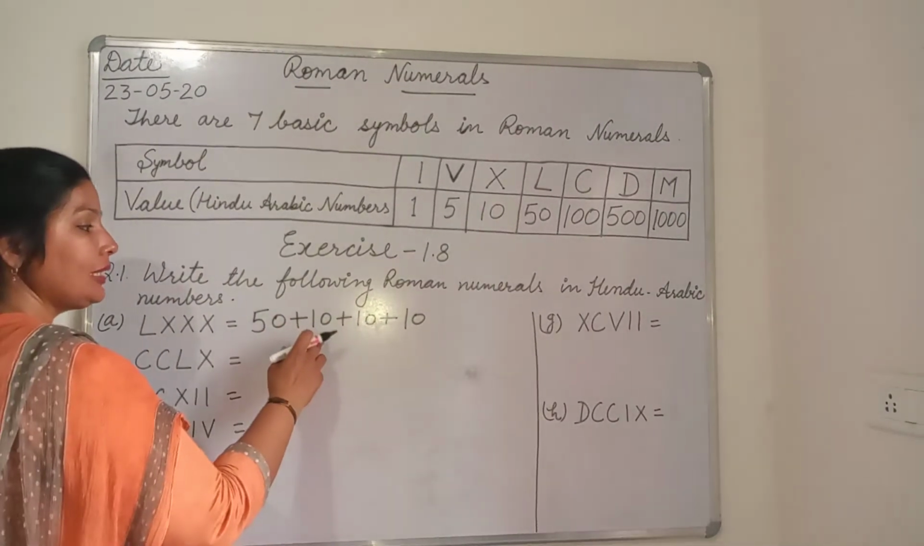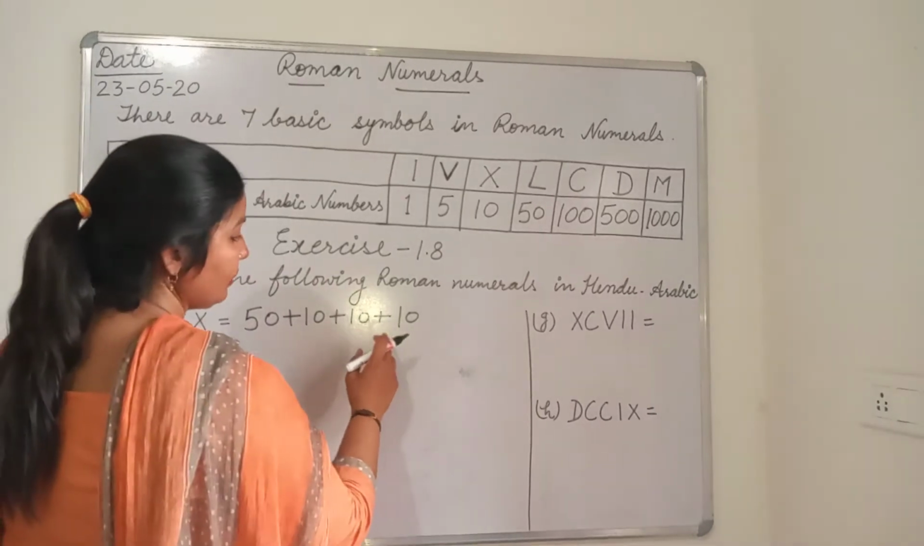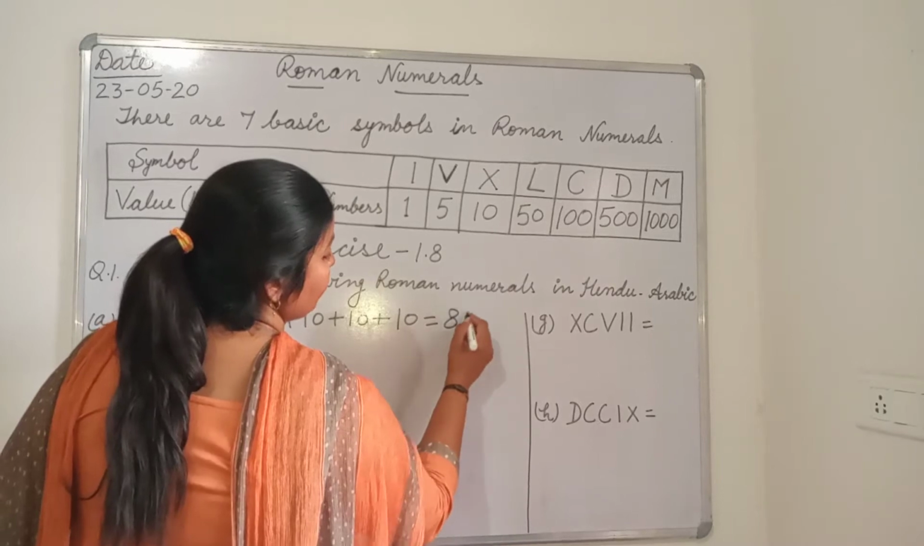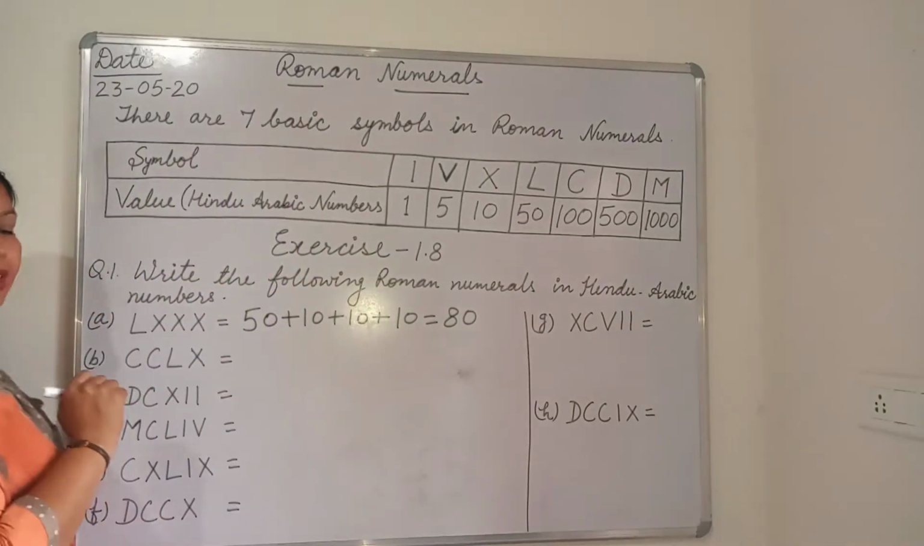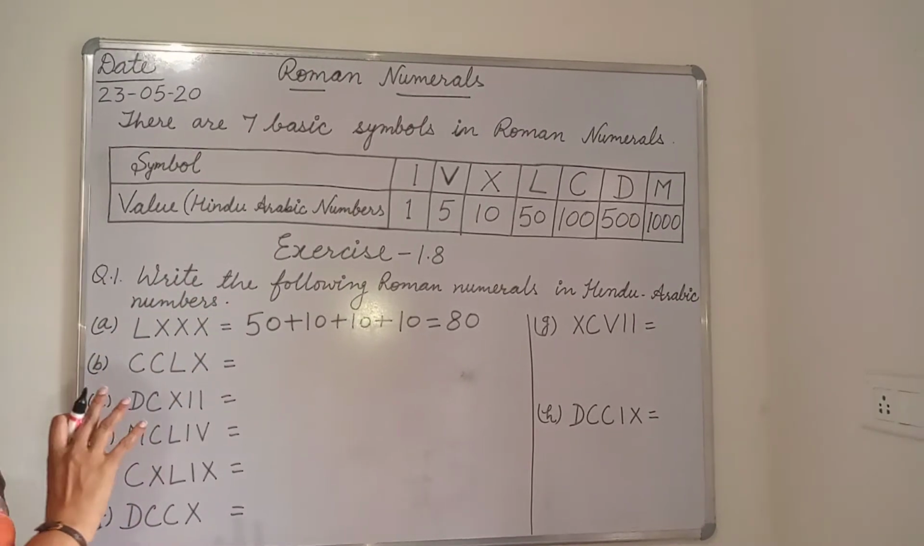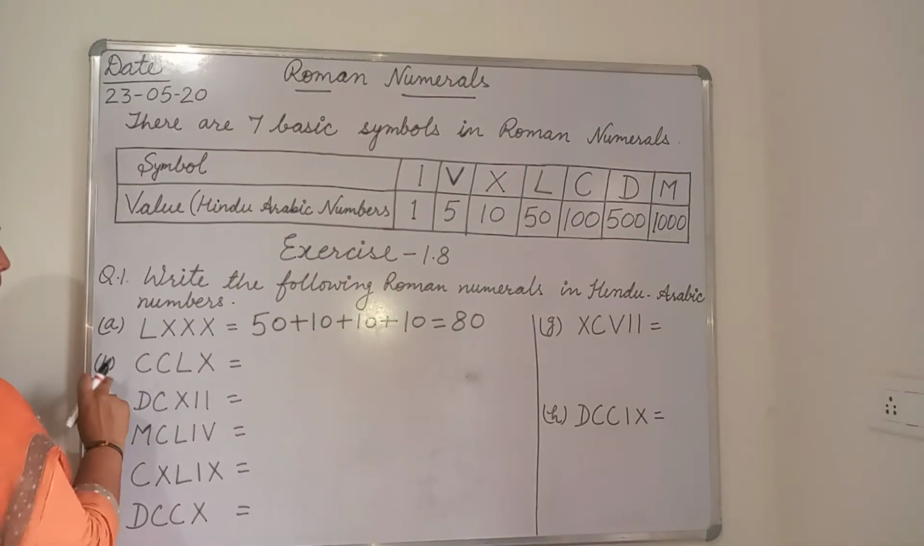So 50 plus 10, 60. 60 plus 10, 70. 70 plus 10, 80. So what's our answer? That value is 80. Okay, so like this you have to solve. Easily you can write your answer. Now next is B part.